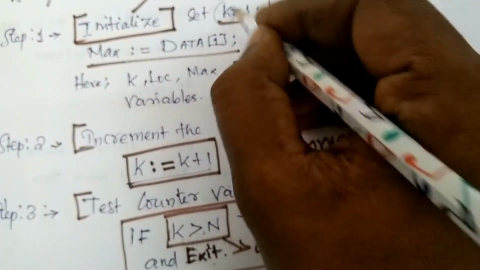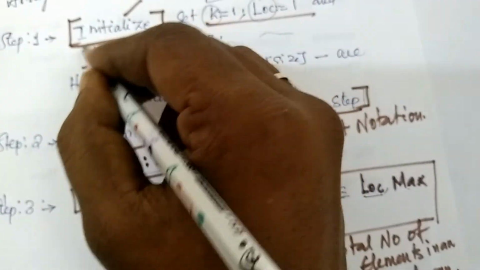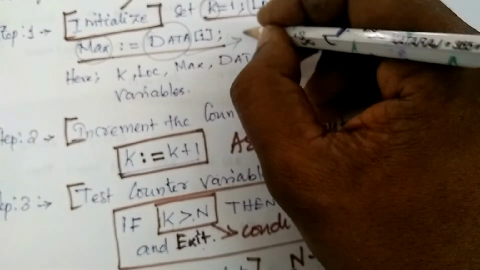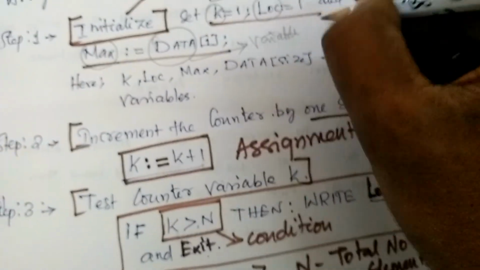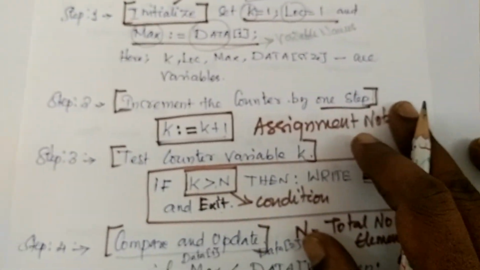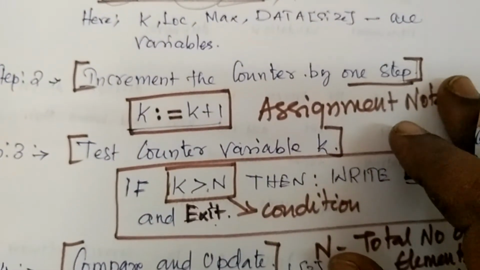So the next one, the variable names. Here k, location, maximum, the data. These are all the variable names. Okay.